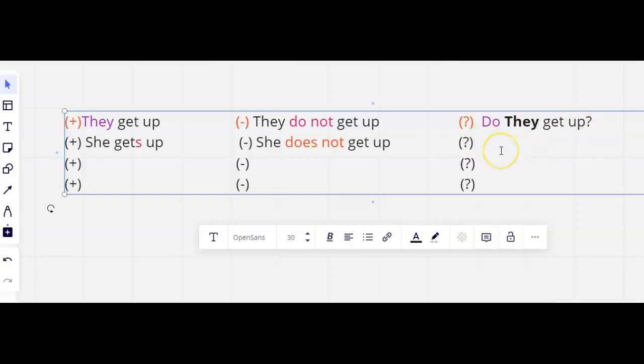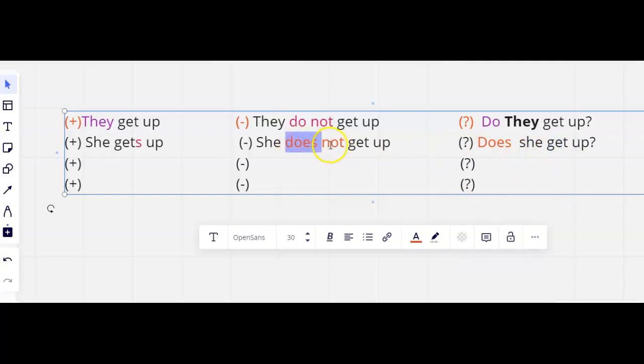Now, how is the question going to be? You put does, and then the rest of the sentence, because the question starts with the auxiliary. In this case, the auxiliary is does because we're talking about third person. So: does she get up? Here I'm using the auxiliary again. You don't modify the verb, you see?